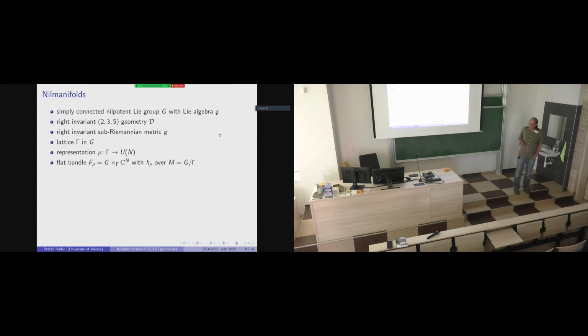Okay, so let's turn to a particular example where we can do a computation. Let's consider nilmanifolds. So we look at this 5-dimensional nilpotent Lie group, simply connected. I denote it by G. We look at the right invariant 2, 3, 5 geometry on this nilpotent Lie group G.